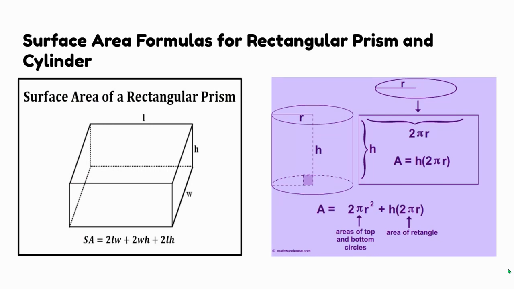Surface area of a rectangular prism is: surface area equals 2 times length times width plus 2 times width times height plus 2 times length times height. Now, if you want to find the surface area of a cylinder, we have to use 2 times pi times r squared plus height multiplied by 2 times pi times r. So the 2 pi r squared gives us the area of my top and bottom circles, and h multiplied by, in parentheses, 2 times pi times r gives you the area of the rectangle.